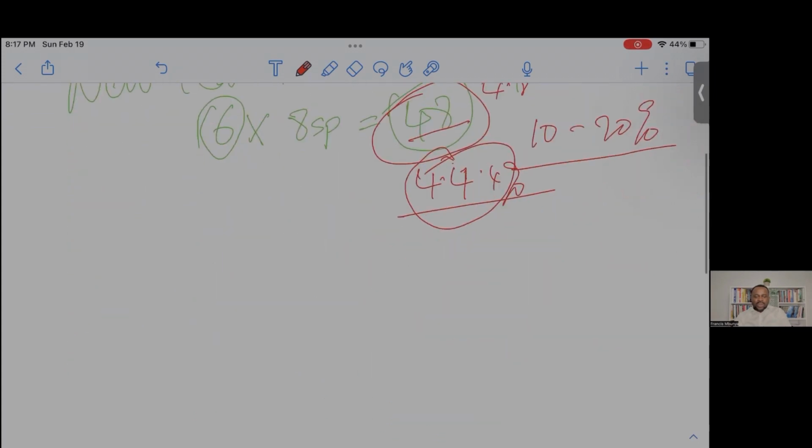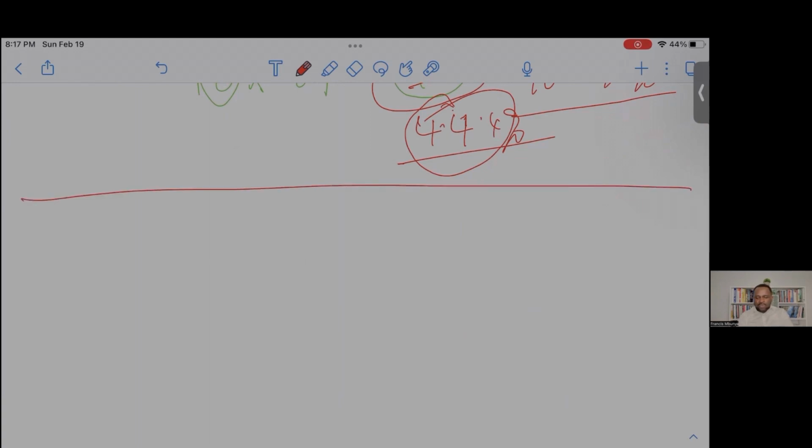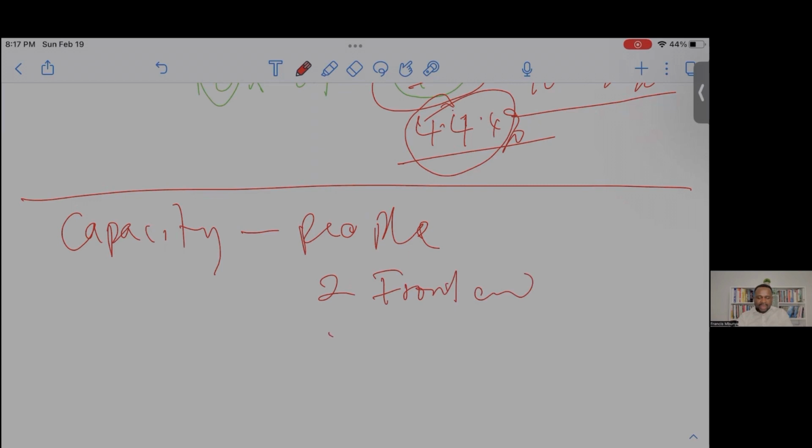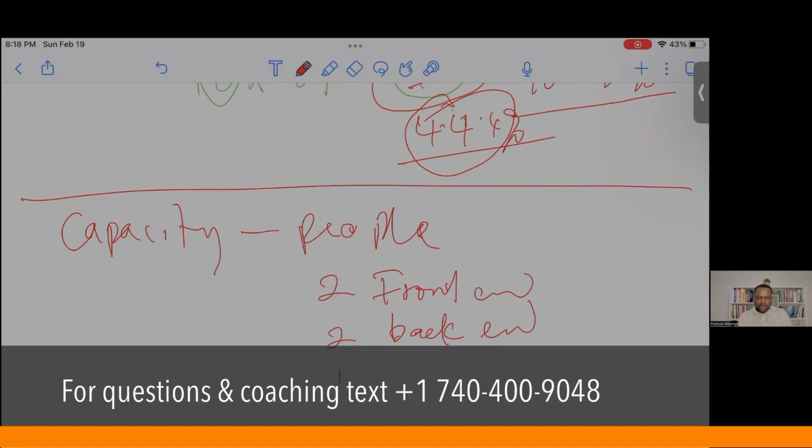So the key difference I want you to take home today is that when you talk about capacity, know about the people available. So my capacity for these 6 members can be 2 front-end developers, 2 back-end developers, 1 tester in my team, and 1 DevOps engineer in my team. So this makes it full capacity.